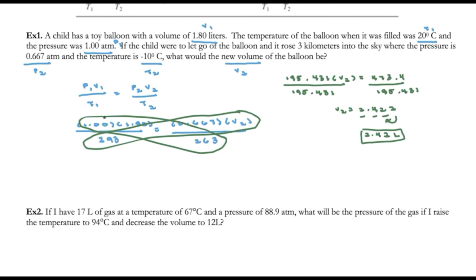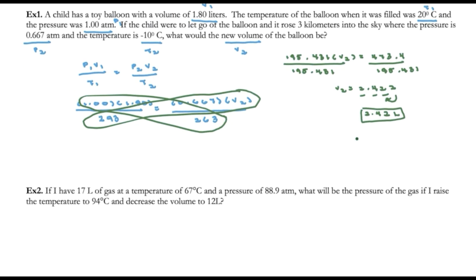So clearly the effect of the pressure decreasing is more significant than the effect of temperature decreasing, which is why the volume of a balloon when it rises up in the sky will increase until it eventually pops. And keep in mind, when a balloon rises up in the atmosphere, remember, the higher up in the atmosphere you are, the lower the pressure is.